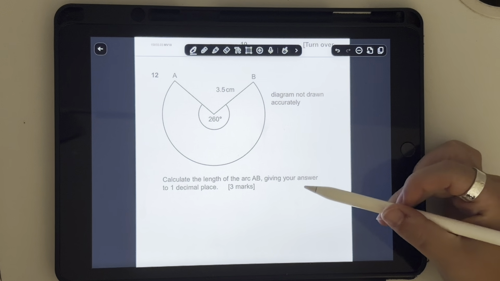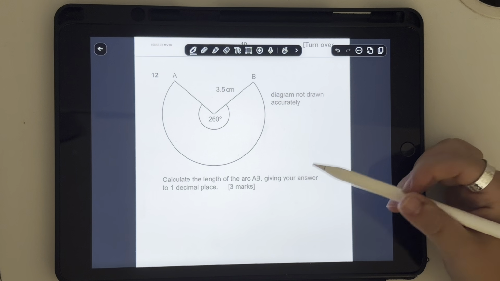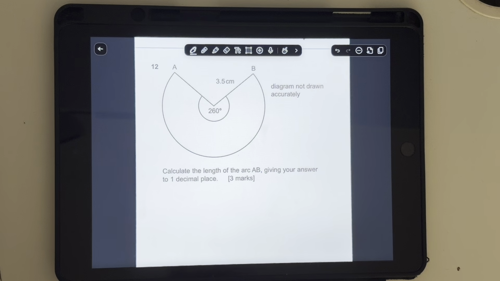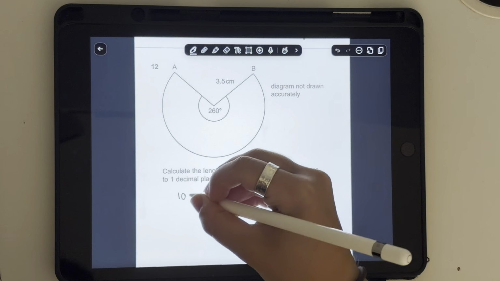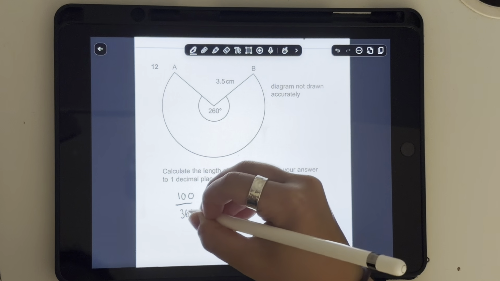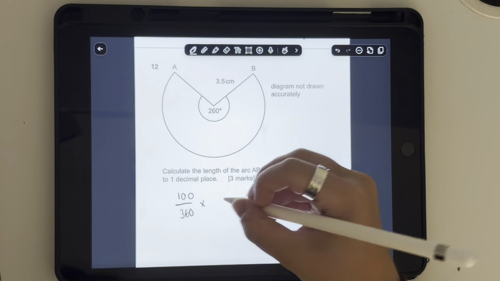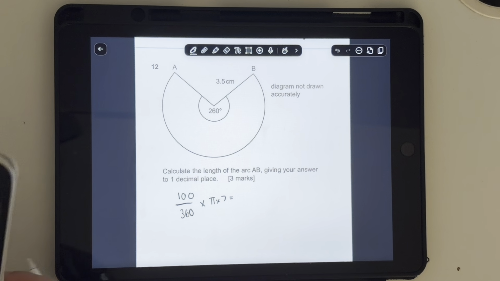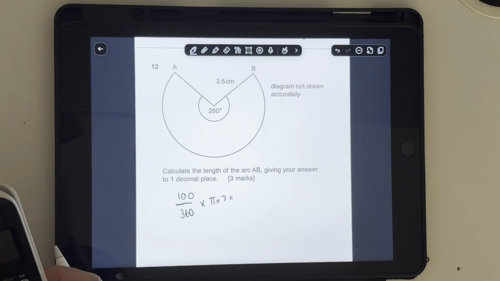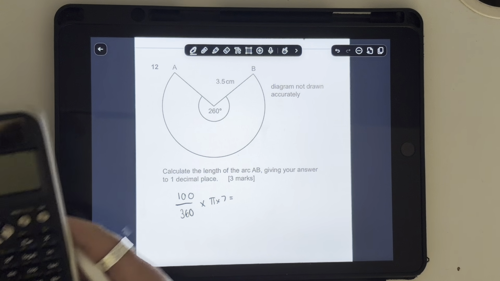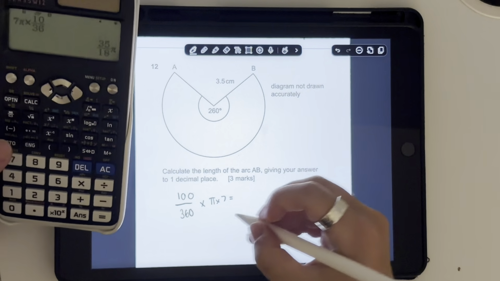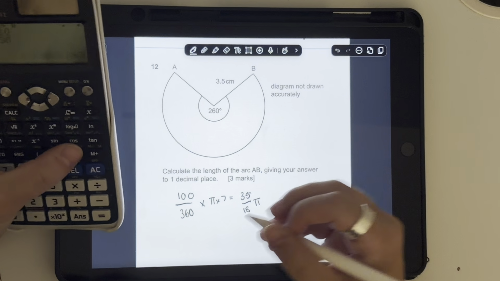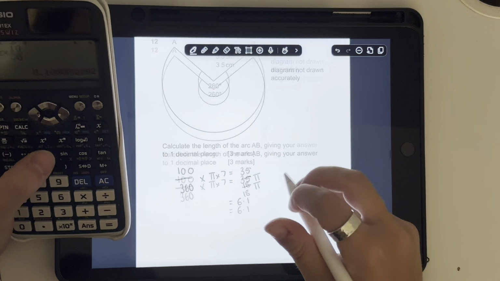Calculate the arc length of A, B. Okay, so it's 100 out of 360 multiplied by pi multiplied by 7. So 7 pi multiplied by 10 over 36. 35 over 18 pi, which to one decimal place is 6.1.